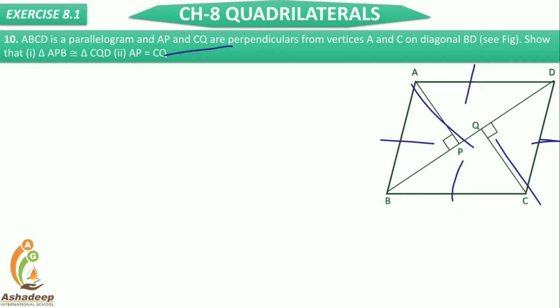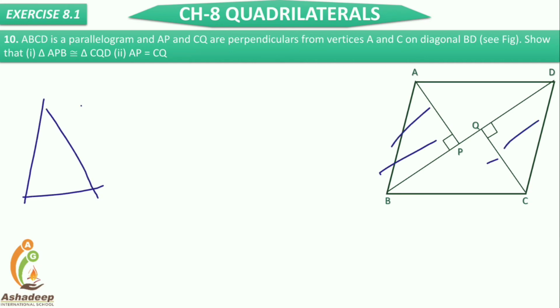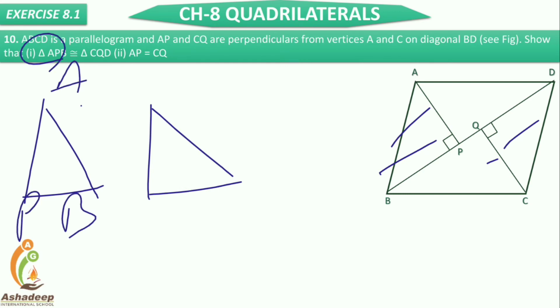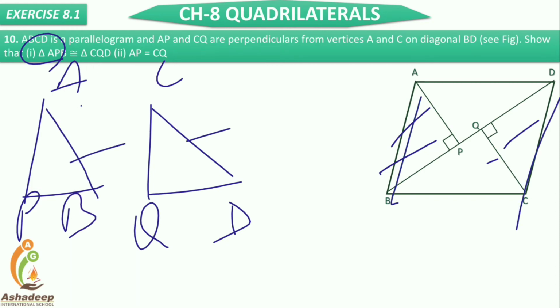AP and CQ are perpendiculars from the vertices, as shown in the figure. Okay, so now let's see. We have to consider these two triangles. So let me draw it over here. So APB and CQD. What we can say: AB is equal to CD, and P is equal to Q. Now what to do? Now we need something to prove that they are congruent. Two things have come, now we need one more thing, either a side or an angle.